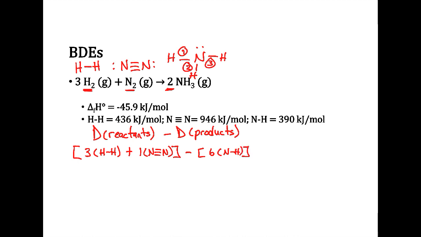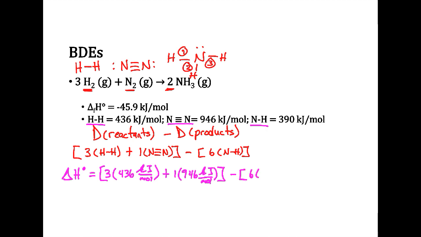Now, I've already pulled these values from the table for us, so we can just plug in the bond dissociation energies of hydrogen, nitrogen, and then NH. What this would look like is delta H is equal to 3 times 436 kilojoules per mole plus 1 times 946 kilojoules per mole. I try to put my reactants and products in brackets to make sure I don't make a silly error with my order of operations. And I'll subtract off my products, which would be 6 times the bond dissociation energy of the NH bond, which is 390 kilojoules per mole.